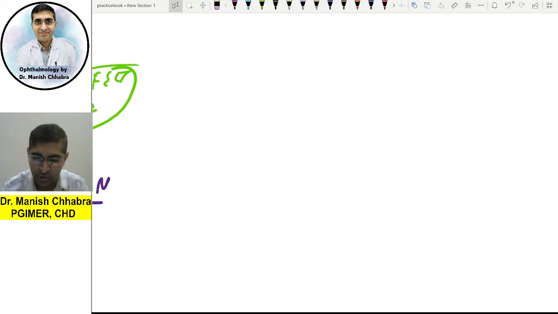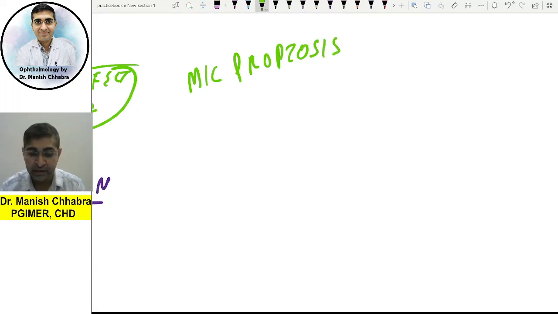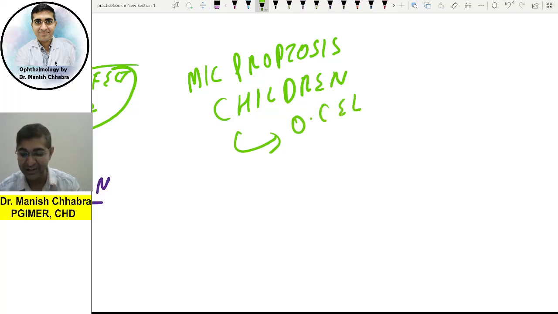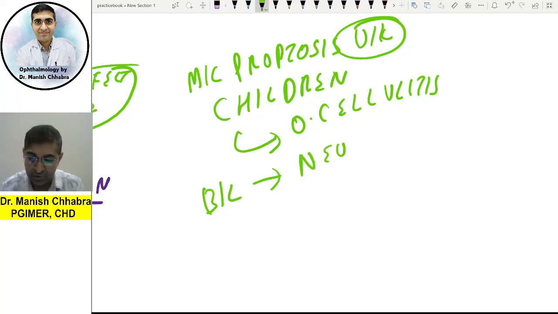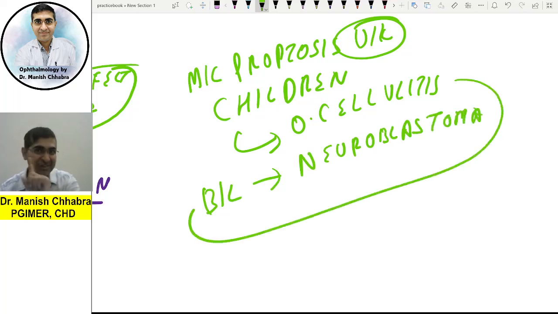Can you tell me one more question? What is the most common cause of proptosis in children? Boys and girls, this is your orbital cellulitis. I am talking of unilateral proptosis. Can you tell me which is the most common cause of bilateral proptosis in children? It is neuroblastoma. For adults, I will not tell. Let's wait for the other video. And that is also your INI CET question: the most common cause of unilateral proptosis in adults and the most common cause of bilateral proptosis in adults.